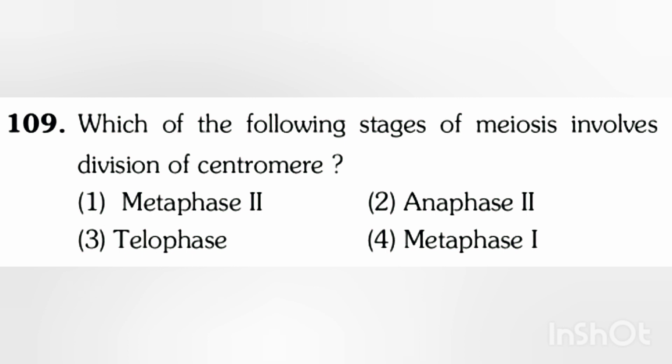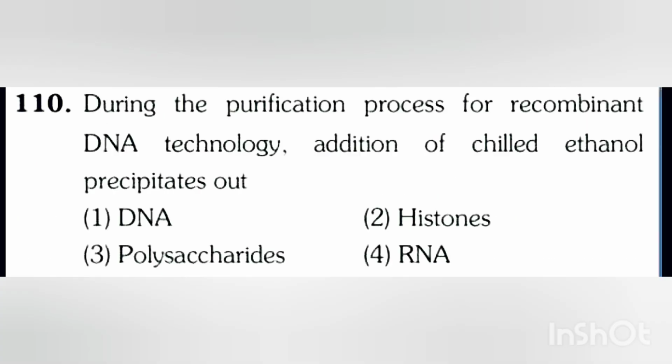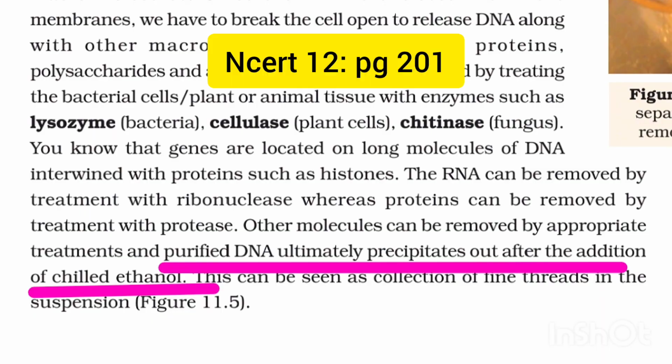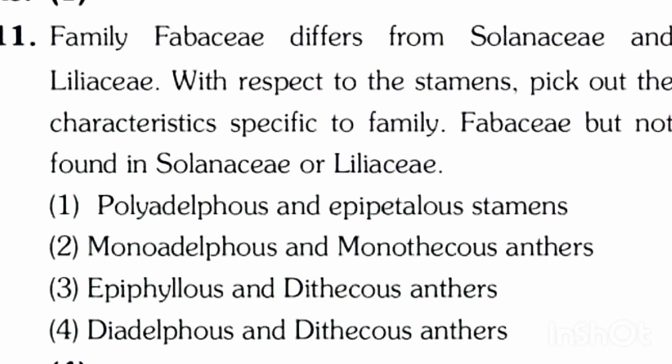Which of the following stages of meiosis involves division of centromere? Correct answer is anaphase 2. During the purification process for recombinant DNA technology, addition of chilled ethanol precipitates out DNA. Family Fabaceae differs from Solanaceae and Liliaceae. With respect to the stamens, pick out the characteristic specific to family Fabaceae but not found in Solanaceae or Liliaceae. Answer is fourth, diadelphous and dithecous.